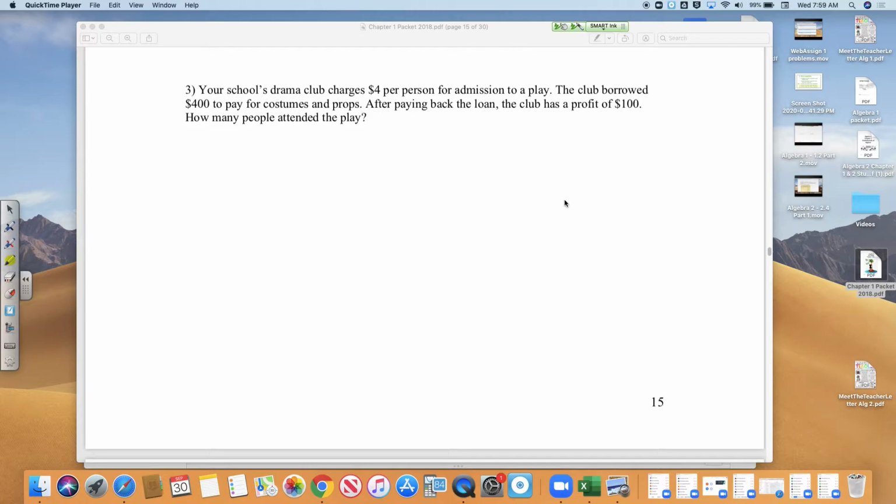So the first thing we would have to do here is create an equation. When we're creating equations and they don't tell us what variables to use, you can use any variable you really want. I like to use X. So we know here that the school's drama club charges $4 per person for admission. They borrowed $400 to pay for the props. And after paying back the loan, they had a profit of $100. We want to know how many people attended the play. So that's where it's going to help me decide what my variable is going to represent. And in this case, it's going to be how many people attended the play. So X is going to be the number of people.